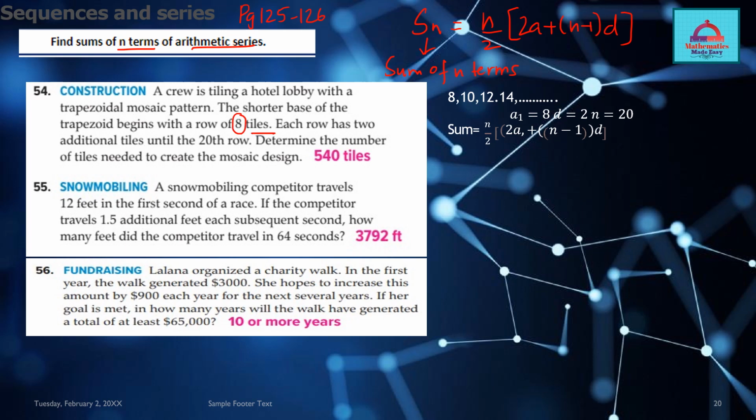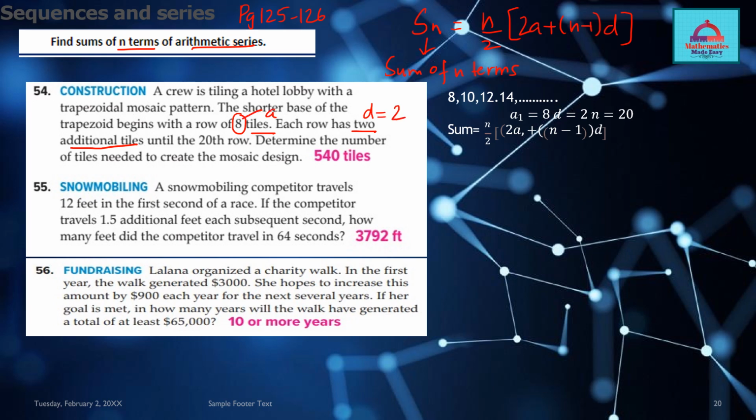So you don't have to be confused by the difficult words which are mentioned. Just look at the numbers because you are going to use these numbers for solving the question. Now each row has 2 additional tiles. This is an important thing. 2 additional tiles means your common difference would be 2.